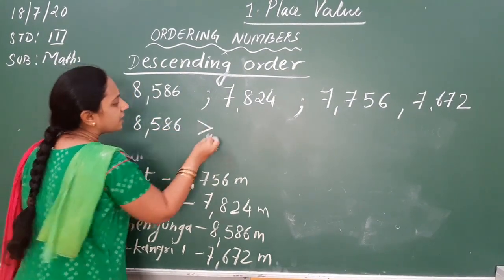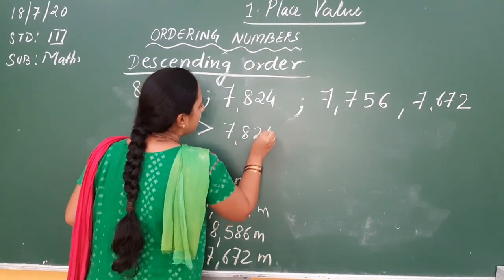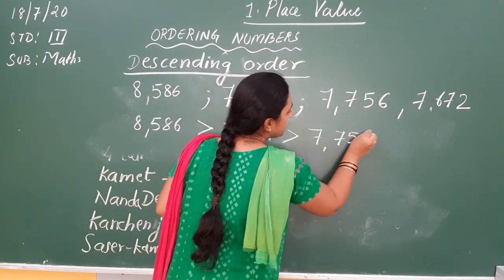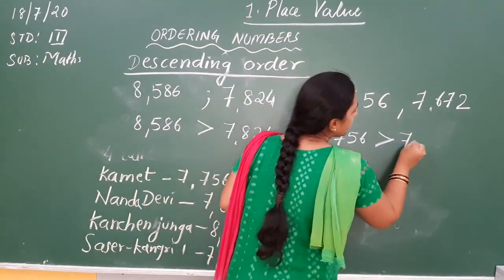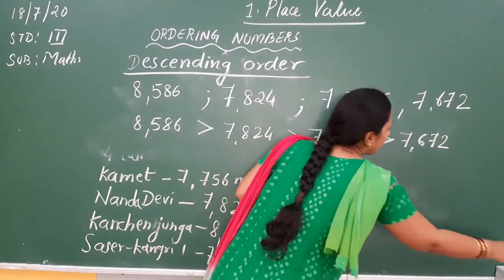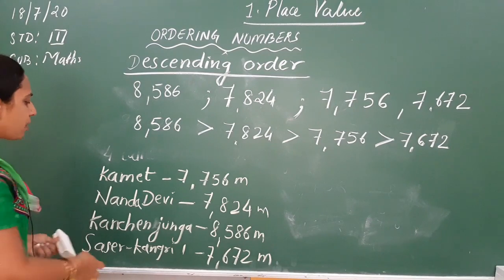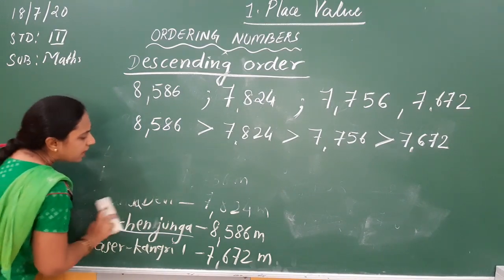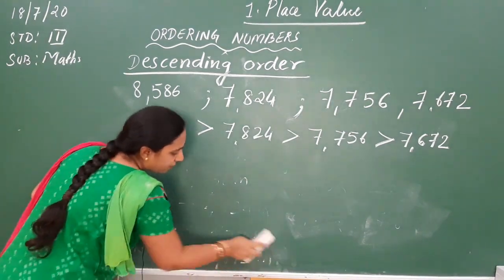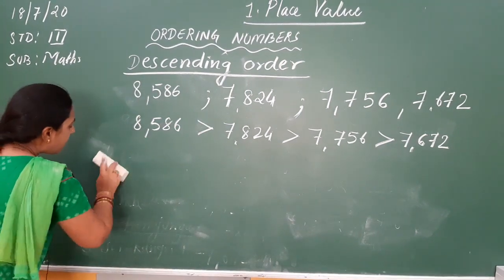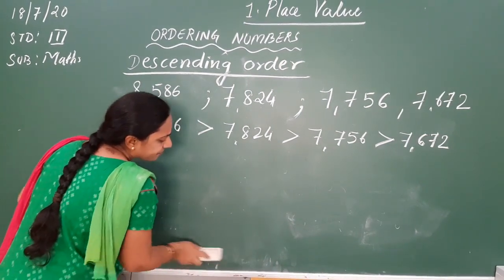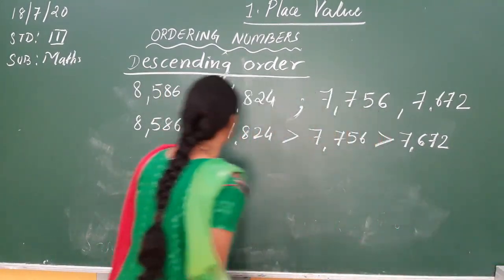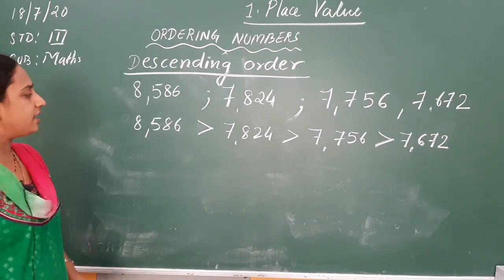So this we can write as 8586 is greater than 7824 is greater than 7756 is greater than 7672, right? So which is the highest mountain peak? Yes, Kanchenjunga is the highest mountain peak in India, or we can say among these four. So we know Kanchenjunga is the highest mountain peak in India. And this is the height of Kanchenjunga mountain, that is 8586 meters.